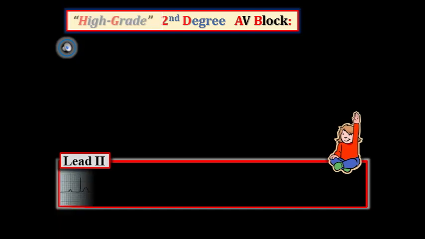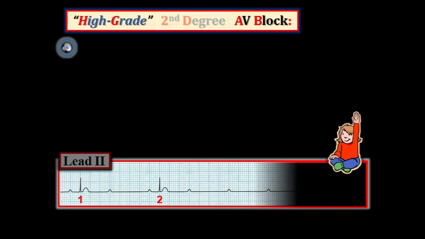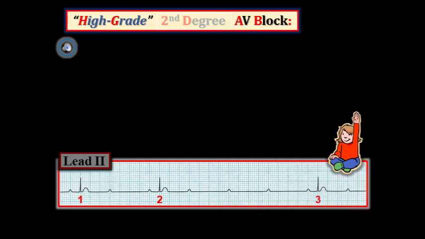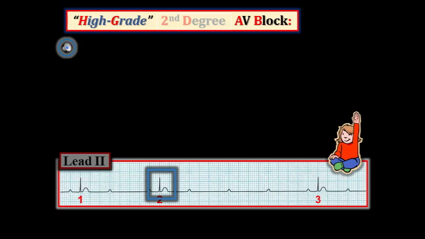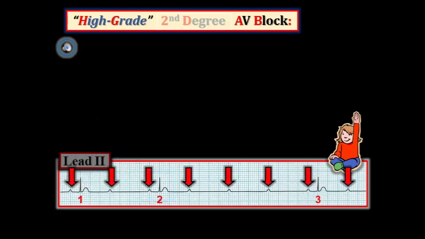Consider this clinical example. There are 3 QRS complexes on this tracing. It is easy to see that the ventricular rhythm is not regular. The QRS complex is narrow, and regular sinus P waves are seen throughout. The 3 ventricular beats that we see are conducted.